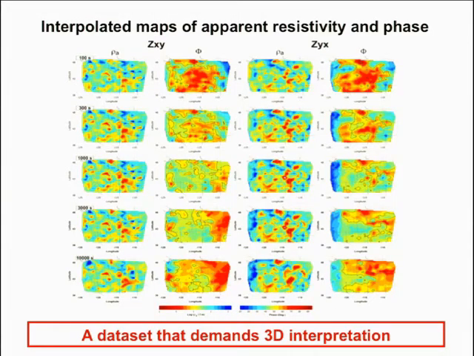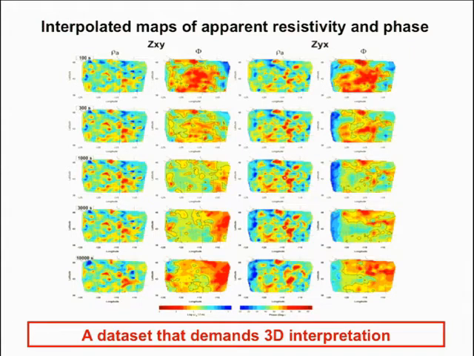I'm not sure how well this shows up, but these are interpolated maps of apparent resistivity and phase for these off-diagonal components. There's no preferred geologic strike, so this is just in geographic coordinates. These columns here are the phase. These first two, columns one and three, are the apparent resistivity. So that's kind of the amplitude. And in fact, you see this kind of static effect, because going from 100 seconds to 10,000 seconds, they all look fairly similar, and they're all shifted up and down site to site by these statics.